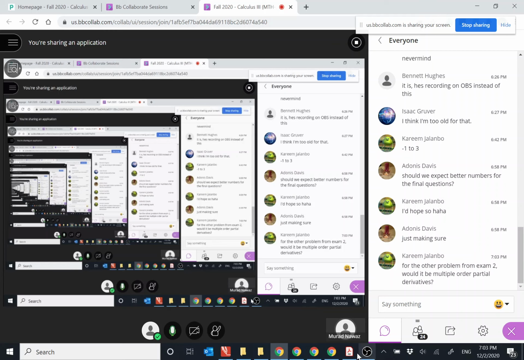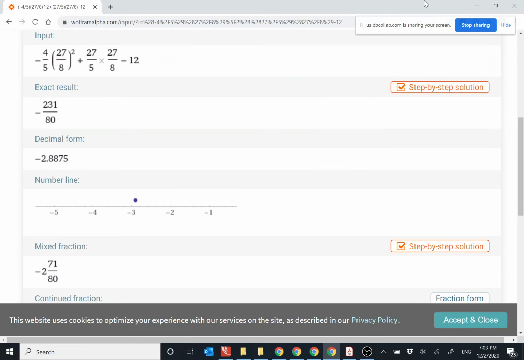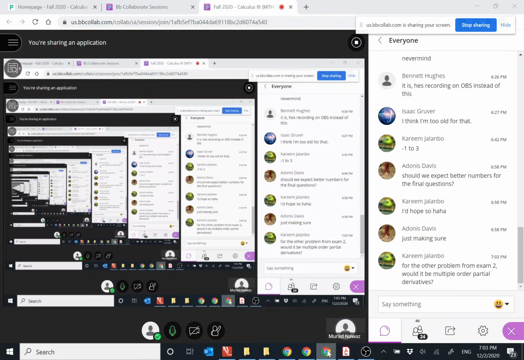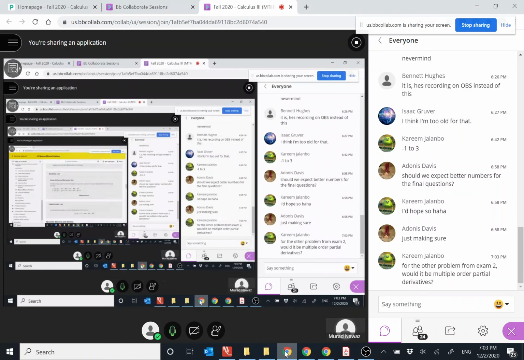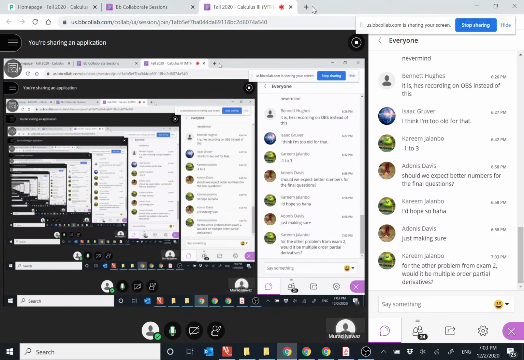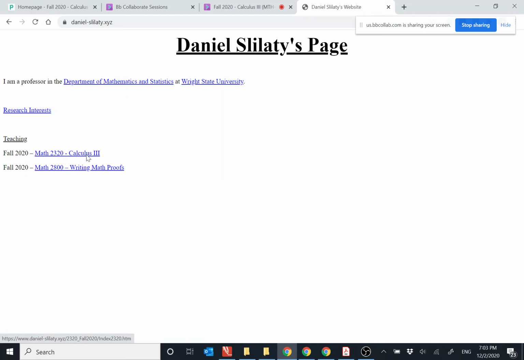Multiple order partial derivatives. Let's take a look at the section on the chain rule. So on exam 2, we asked a couple questions about the chain rule.